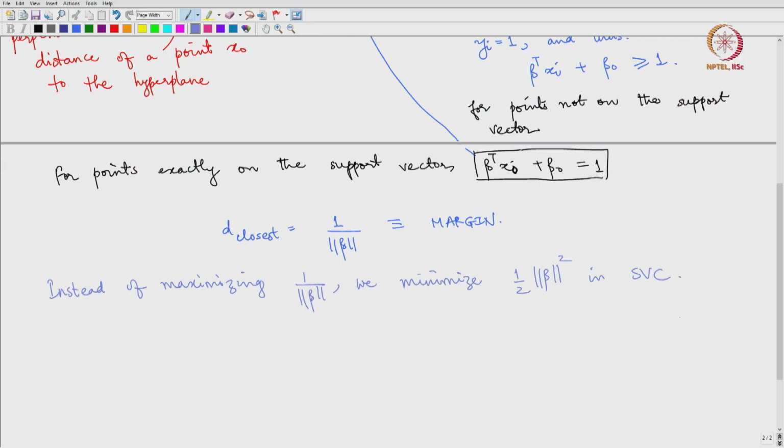So the optimization problem that we wish to solve is we want to minimize half the squared norm of beta, which is essentially equivalent to maximizing the margin, the distance between the decision hyperplane and the support vectors. And this of course is being done to find the optimal parameters, the weights beta and the bias beta naught, such that the classification condition which we had written a little while ago, yi times beta transpose xi plus beta naught should be greater than or equal to 1, right.